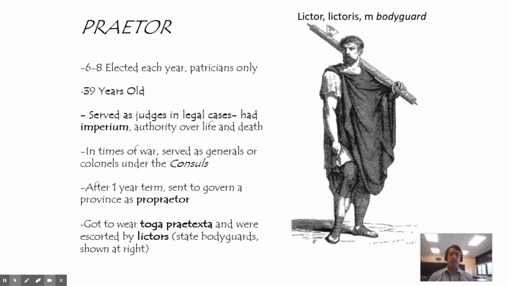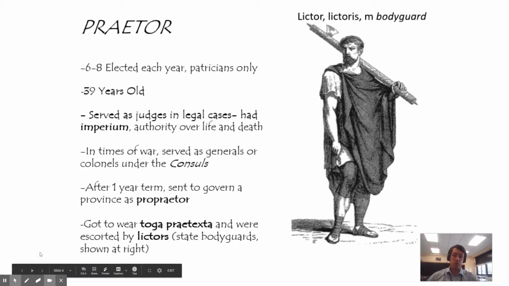And when they're in office, they get escorted by these people called lictors, who you can see at the right there. These are bodyguards provided by the state. They carry the symbol of office, which is called the fasces, which is a bunch of rods with an axe wrapped around it. You can think about what those both stand for because, well, a lot of people think the lictors were actually trained to fight using those.